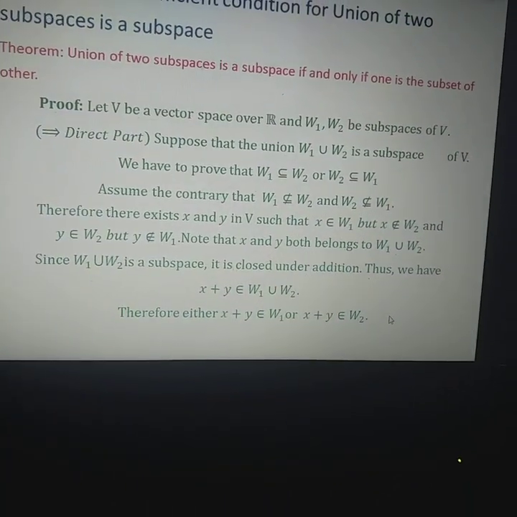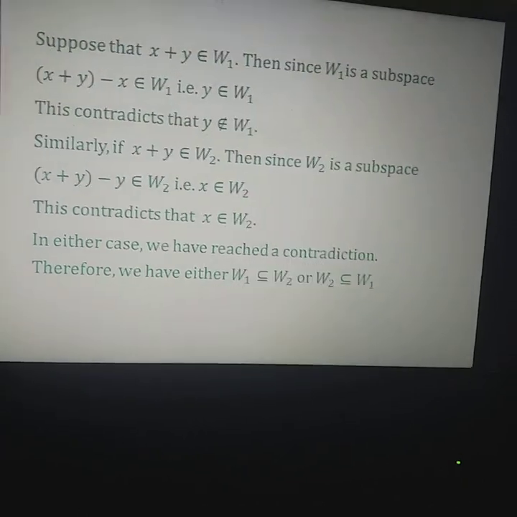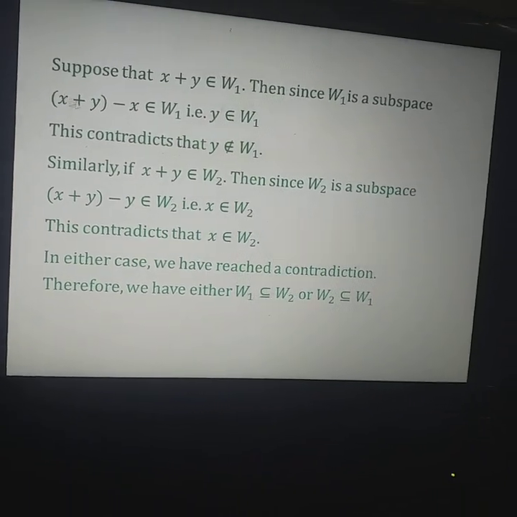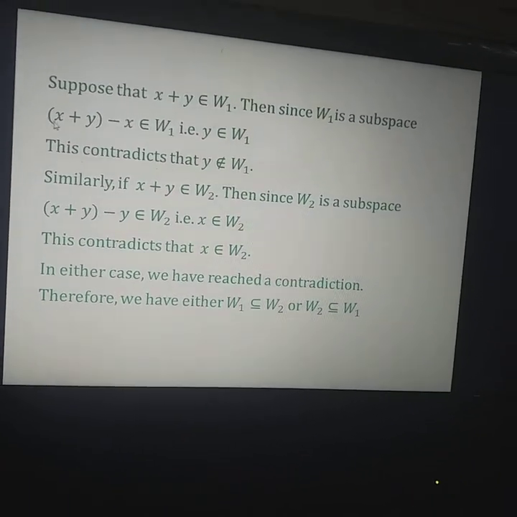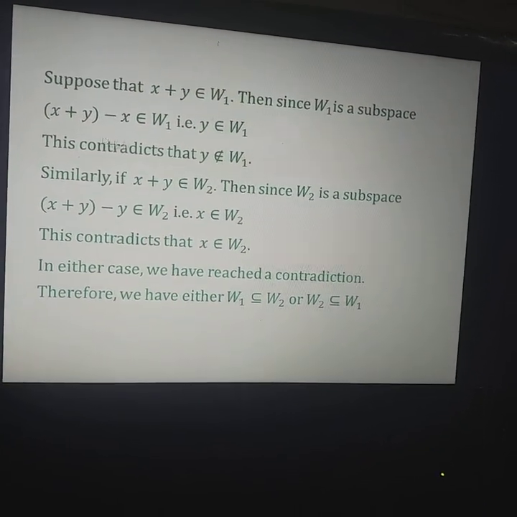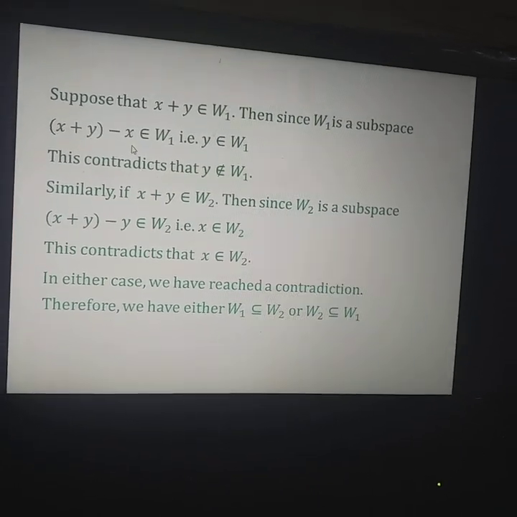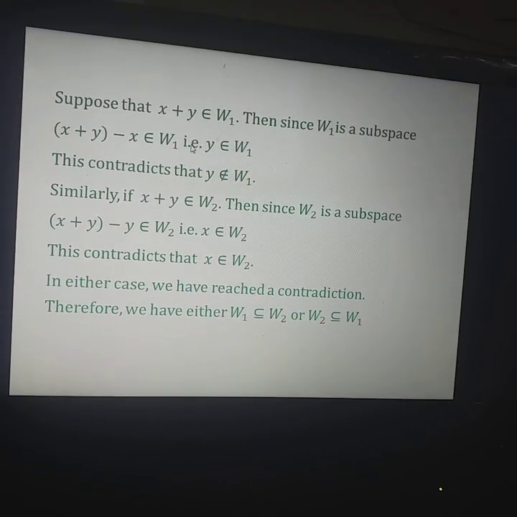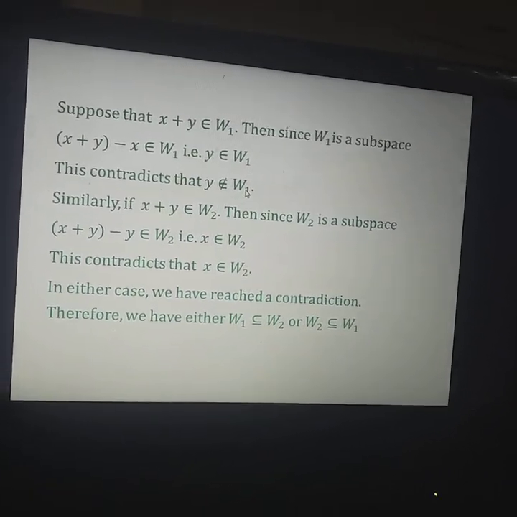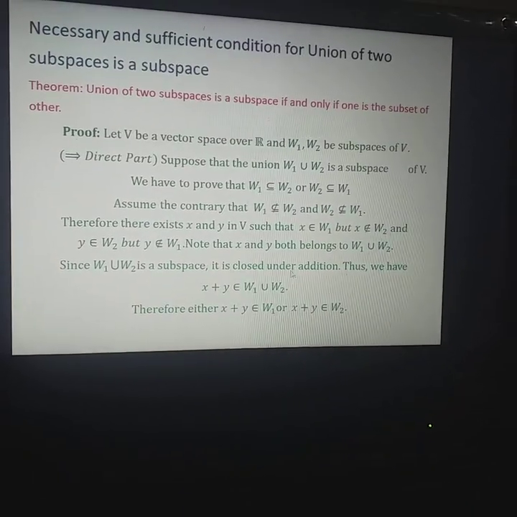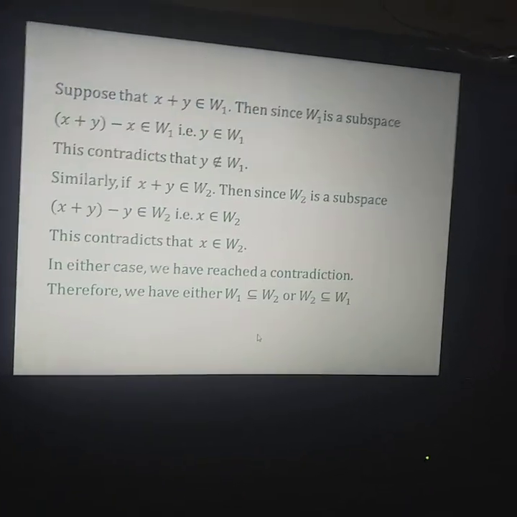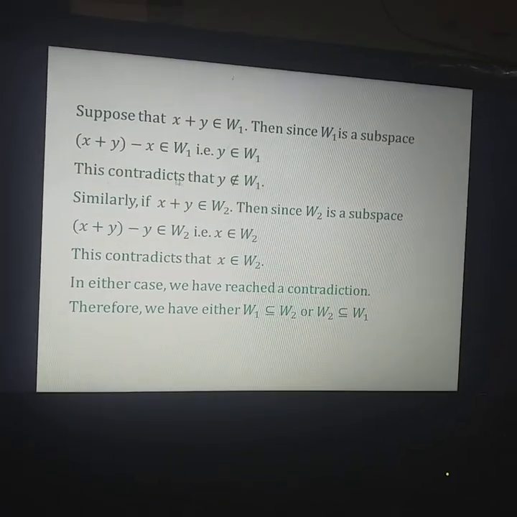We will see what happens if X plus Y belongs to W1. So suppose that X plus Y belongs to W1. Then since W1 is a subspace, X plus Y minus X belongs to W1. Because X plus Y belongs to W1, and X belongs to W1, since W1 is a subspace, minus X also belongs to W1. So X plus Y minus X, that is Y, belongs to W1. This contradicts that Y does not belong to W1. Why is this a contradiction? Because we assumed that Y does not belong to W1, but we reached that Y belongs to W1.